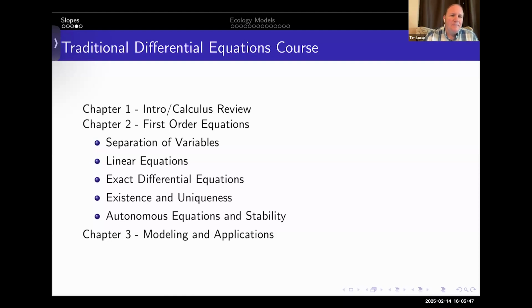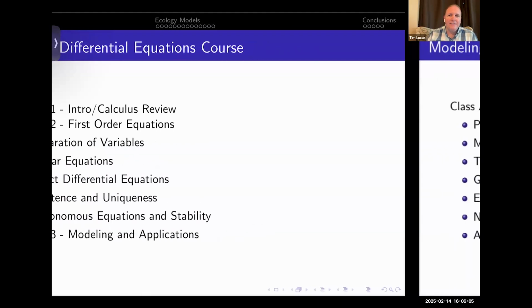But solving the equations tends to be upfront, and it tends to be the emphasis, as if you could solve lots of differential equations. And then modeling all of a sudden comes in chapter 3. Now we'll talk about what these equations are used for. And that's not really how I like to approach my class.